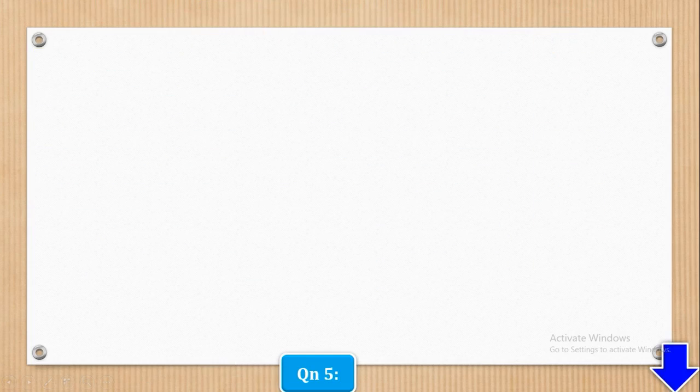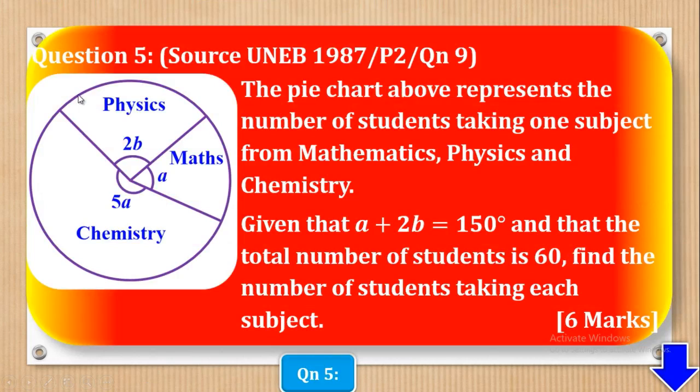So now we shall go to question 5. Question 5 says that the pie chart above represents the number of students taking one subject from mathematics, physics and chemistry. Then they say that given that A plus 2B is equal to 150 degrees, and that the total number of students is 60, find the number of students taking each subject.